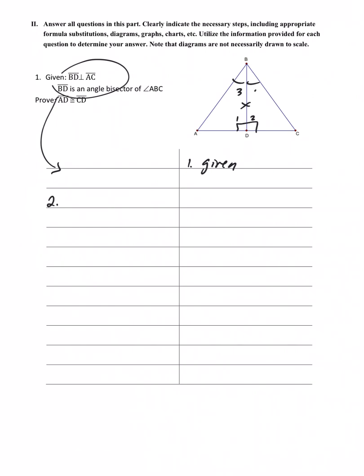I'm going to take some shortcuts here. Angle 1 and angle 2 are right angles. That's because perpendicular lines form right angles. Then we're going to put that those angles are congruent because all right angles are congruent.